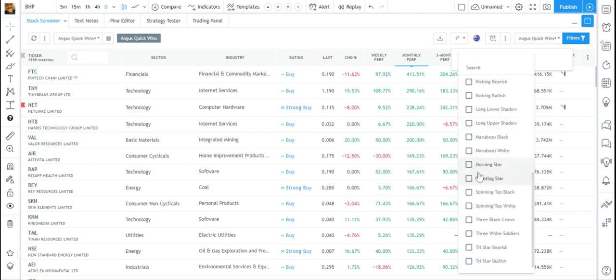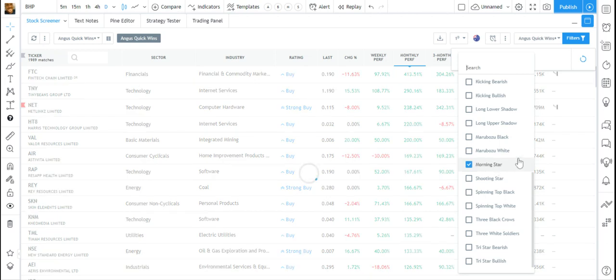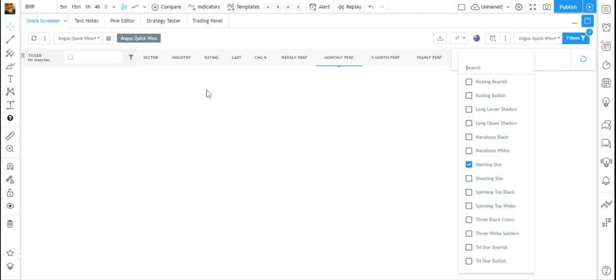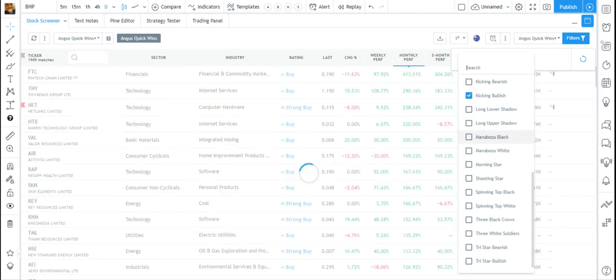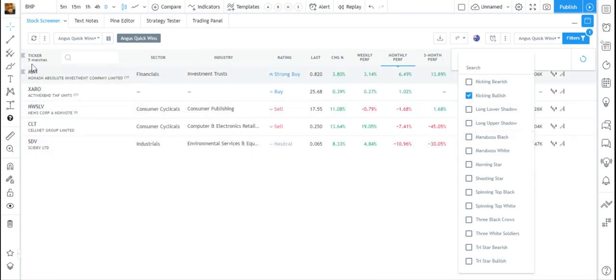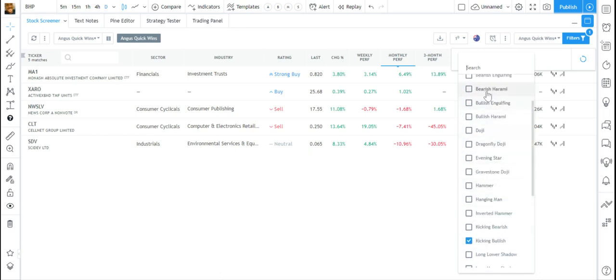But you could basically say, show me all the stocks where they have a morning star appearing in the pattern. You can see it's 1989 down to no matches. So there's nothing in there that meets that criteria. Kicking bullish. So there's 5 matches for kicking bullish. I don't even know what kicking bullish is, but I'm sure Google can work it out for you and you'll find out. But anyway, it's just a different way. If you like any of these types of patterns, it's a different type of scan that you can run.